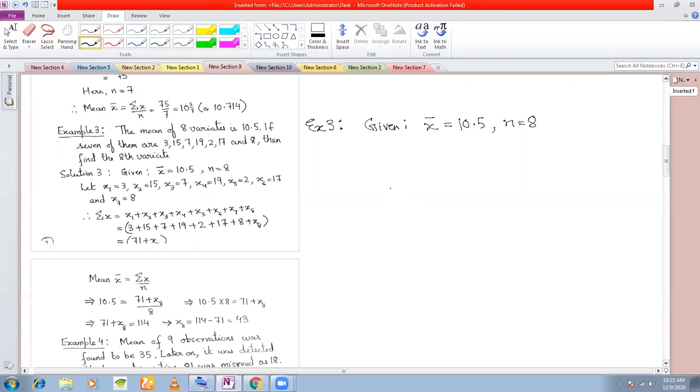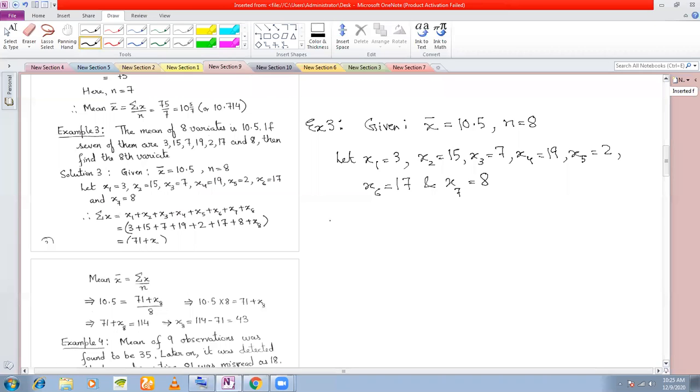Among those 8, 7 are given to you. So I assume x1 is equal to 3, x2 is equal to 15, x3 is equal to 7, x4 is equal to 19, x5 is equal to 2, x6 is equal to 17, and x7 is equal to 8. These are the first 7 observations given. x8 is not given. The 8th observation is not given. So we have to find out that observation.